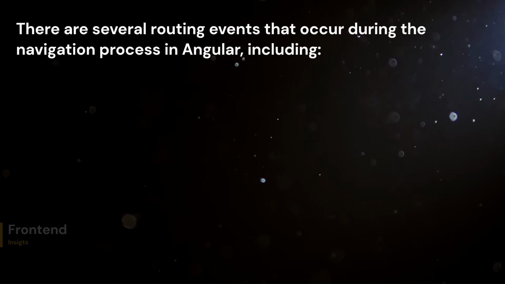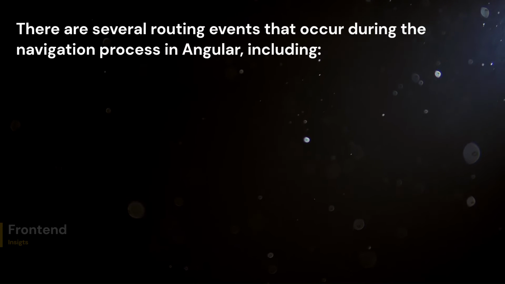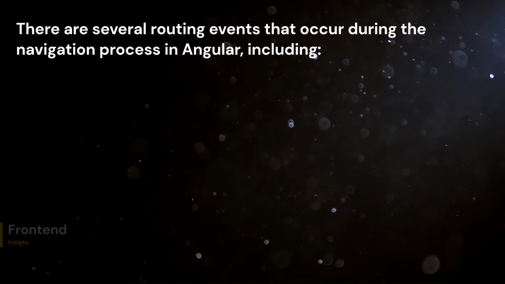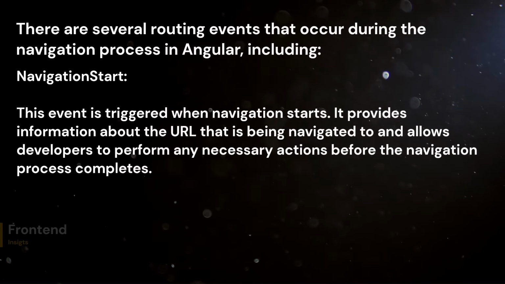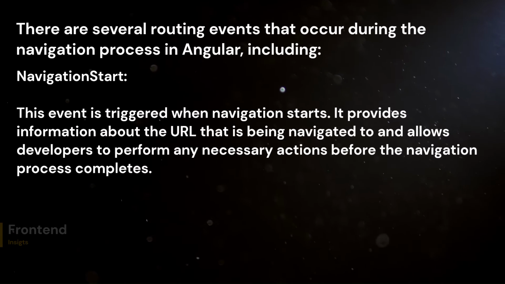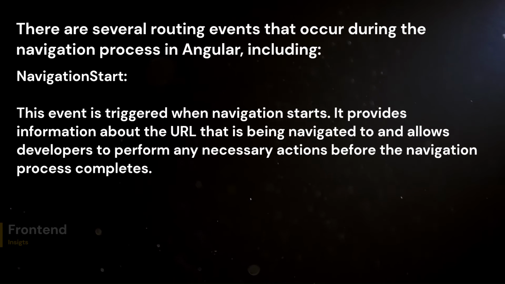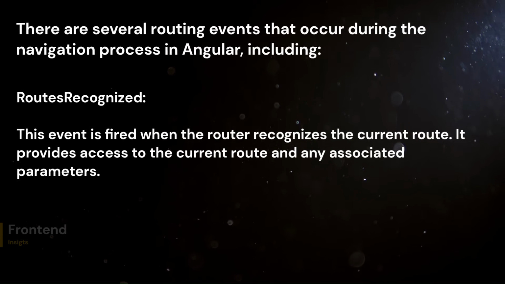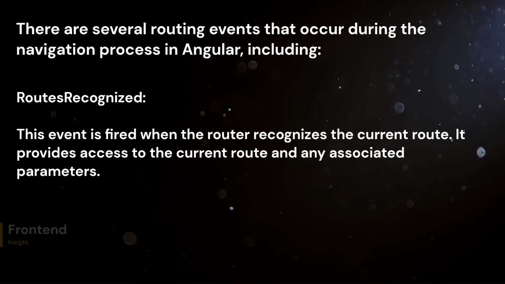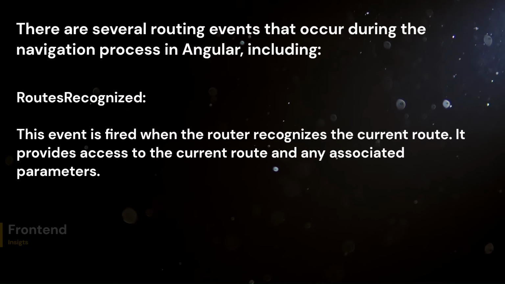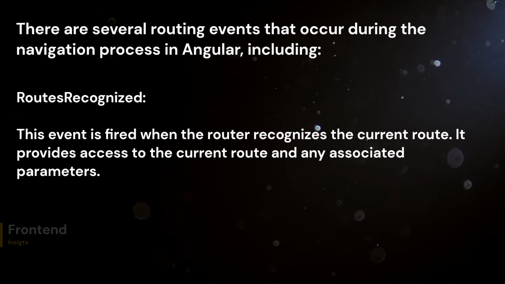There are several routing events that occur during the navigation process in Angular, including NavigationStart. This event is triggered when navigation starts. It provides information about the URL that is being navigated to and allows developers to perform any necessary actions before the navigation process completes. RoutesRecognized. This event is fired when the router recognizes the current route. It provides access to the current route and any associated parameters.